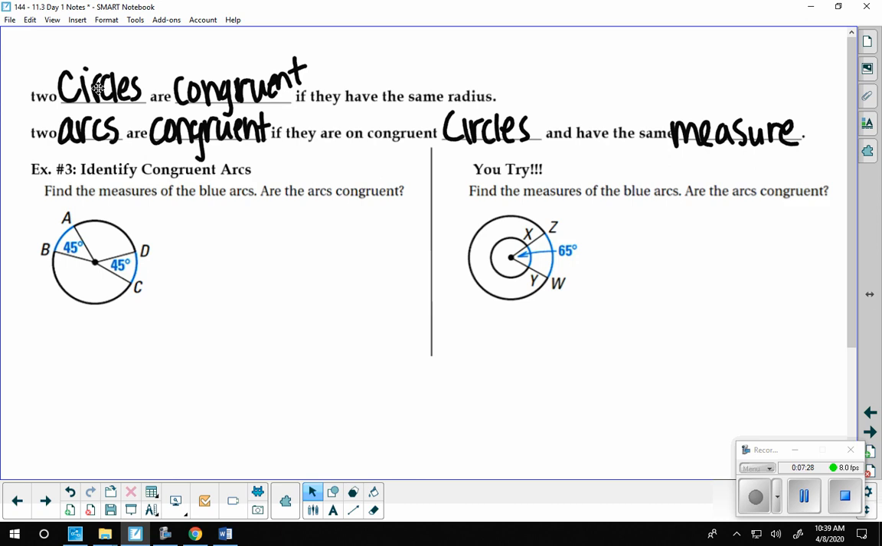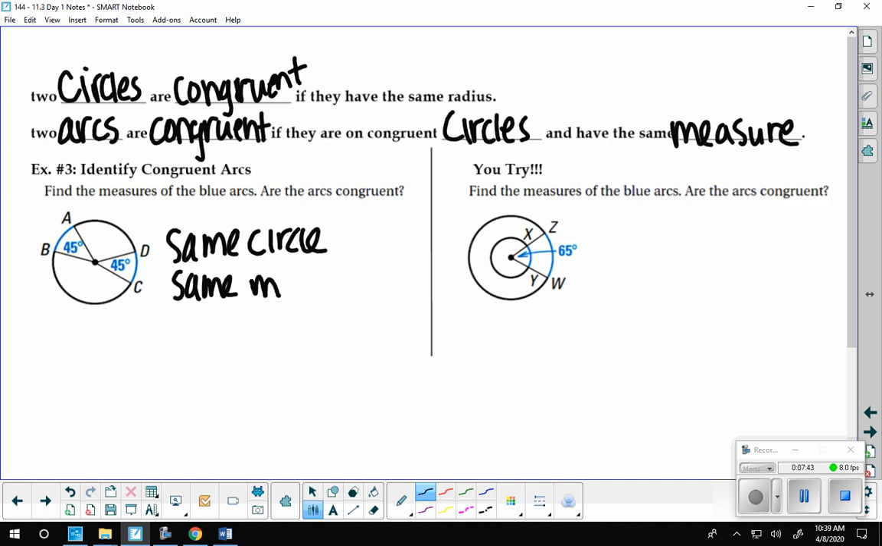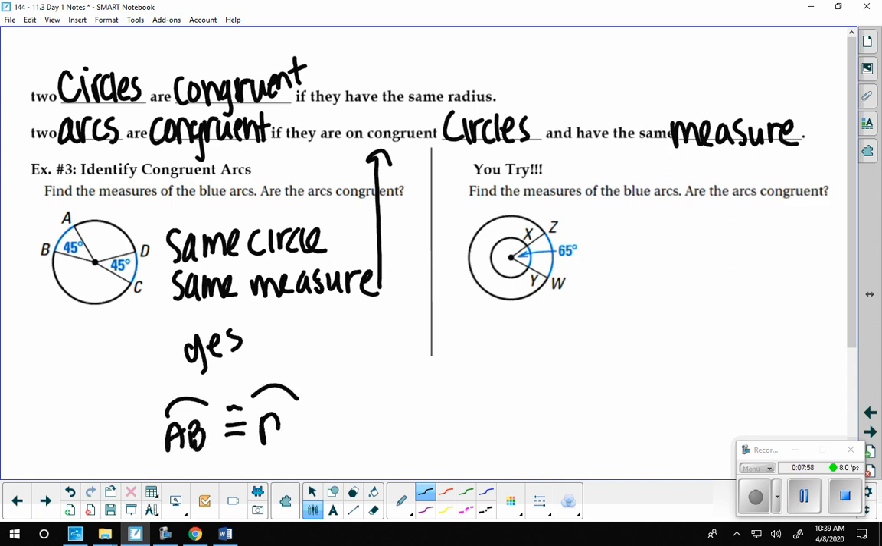So here, 45 degrees and 45 degrees, they're arcs that are on the same circle, and they are the same measure. And since they're on the same circle and have the same measure, then they are congruent. So yes, arc AB is congruent to arc DC.